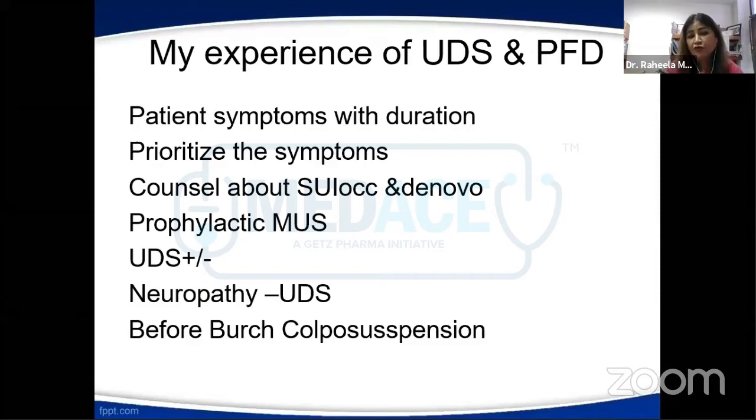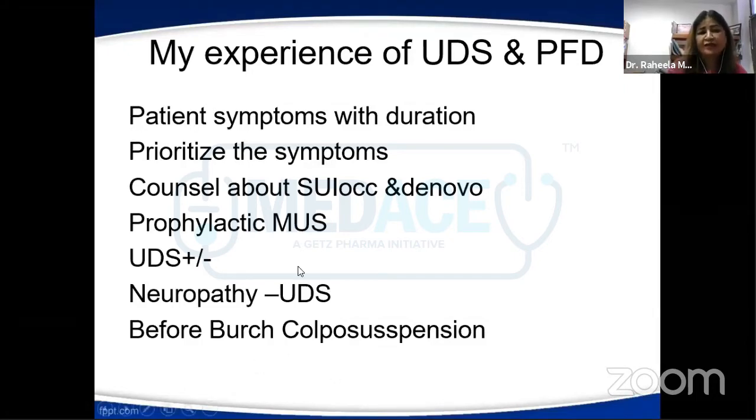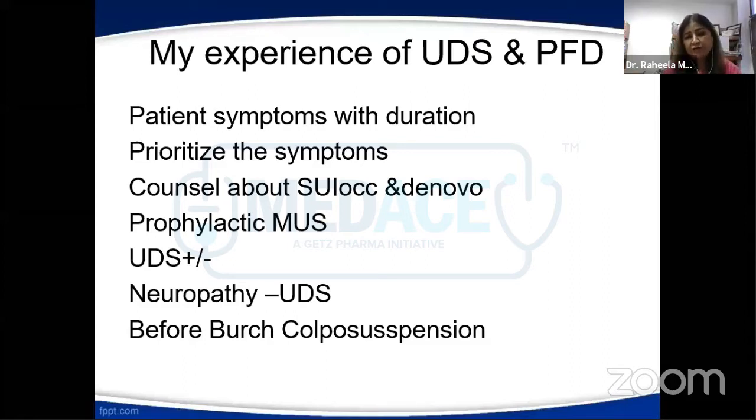Counsel the patient. I take a good 45 minutes to let them know about what is occult SUI and what is de novo, so that if they have this symptom after my radical surgery, they would not complain about it. So your counseling plays a major role if you are to go for the prophylactic sling. And we do the prophylactic sling in, I would say, 50% of the cases. And then, of course, with this kind of history taking and practice, urodynamics is really plus minus. But I would still do it before sacrospinous ligament suspension, and in any case of neuropathy, like sense of incomplete voiding or recurrent UTI, I would go for the urodynamic studies.